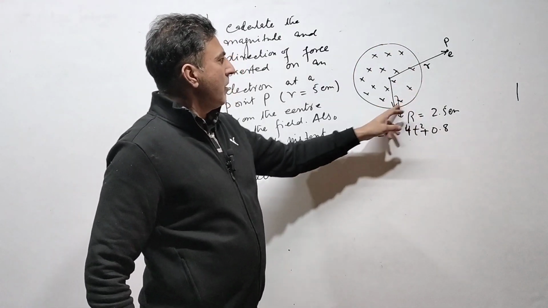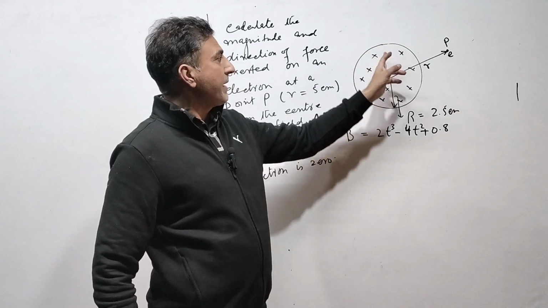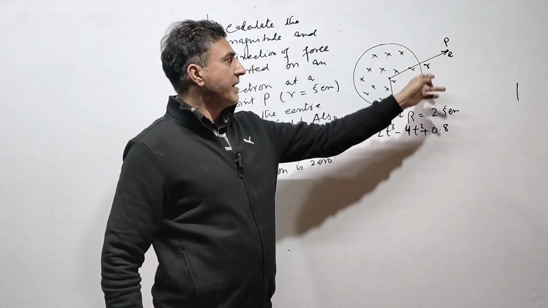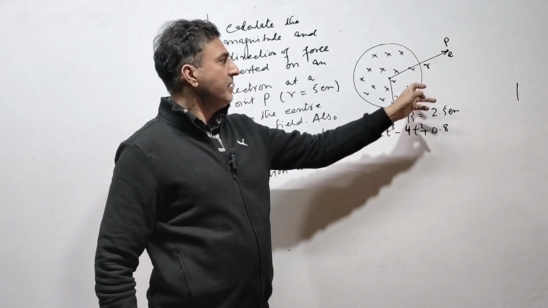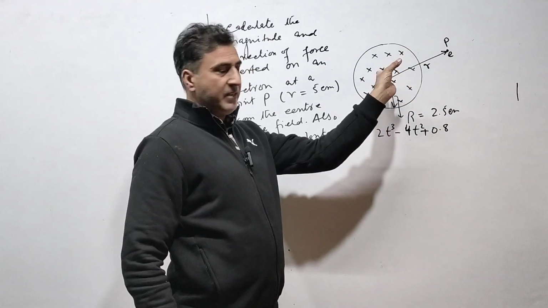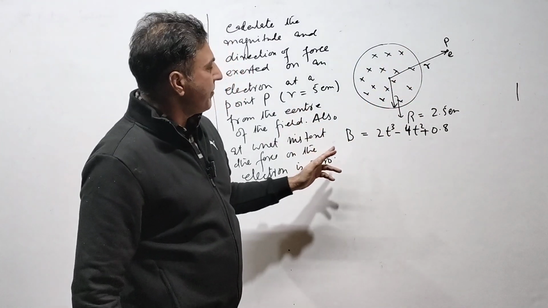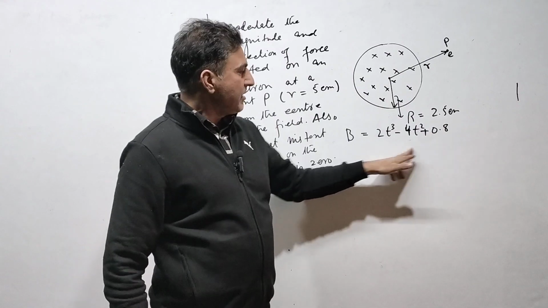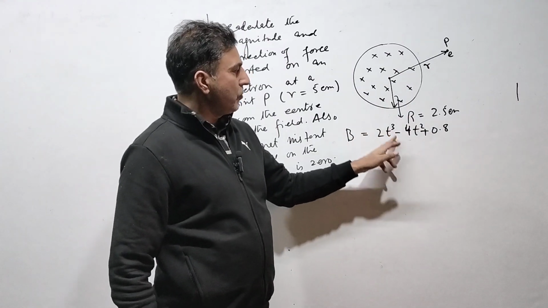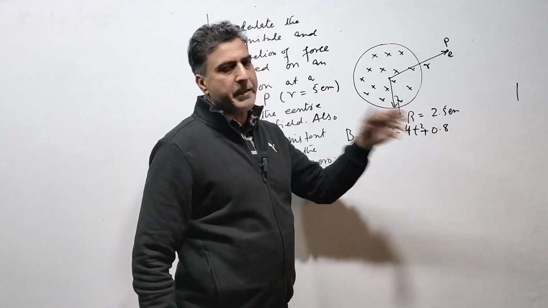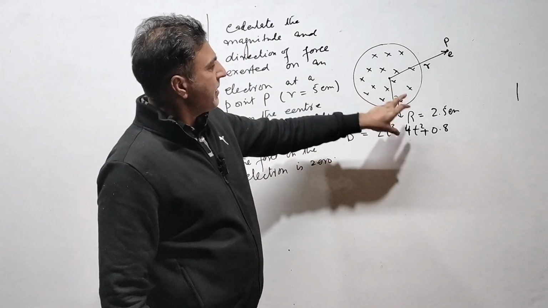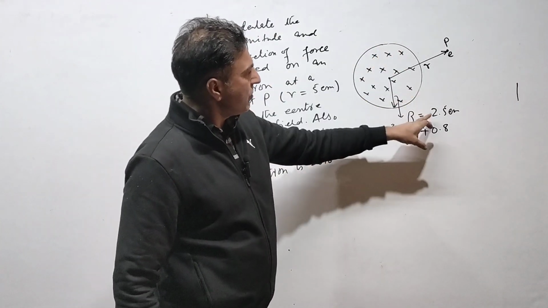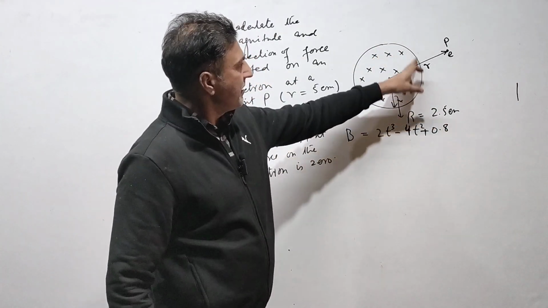There is a region of magnetic field. The magnetic field is inward in this cylindrical region. It's a cylindrical region, but the magnetic field is just inward. And that magnetic field changes with time and is given by the expression B = 2t^3 - 4t^2 + 0.8. This magnetic field is over a region of radius 2.5 centimeters.